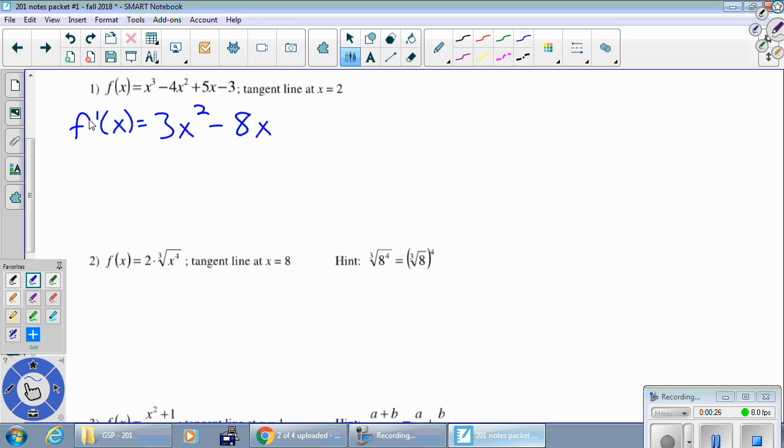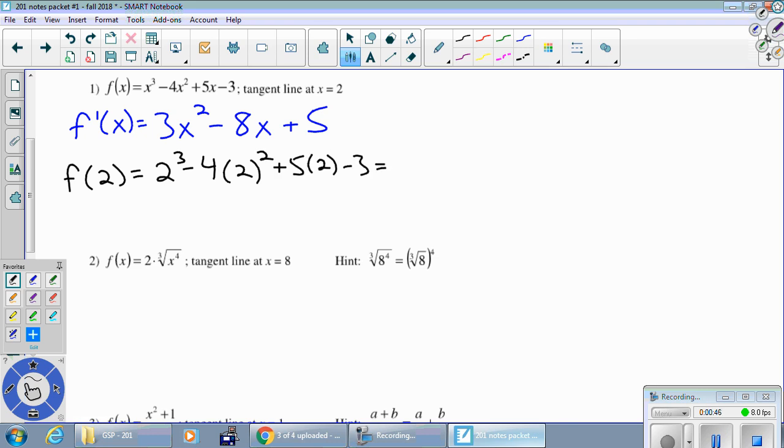That 2 just comes down and multiplies by the 4. Plus 5, that's a special case. The derivative of 5x is just 5. Minus 3, that's a nothing. I won't even write it. Okay, now we need the tangent line. So we got to find f of 2. So that means plugging 2 into the original.